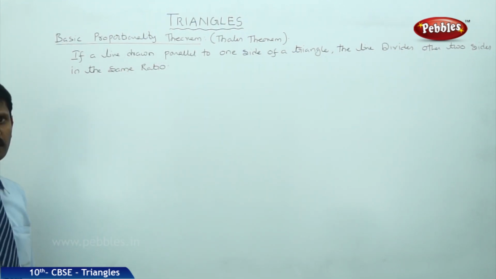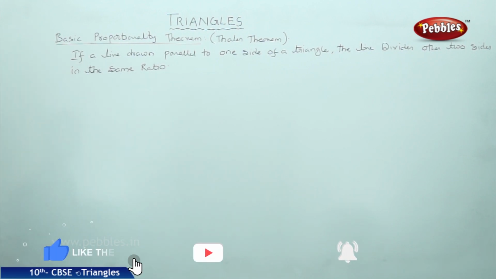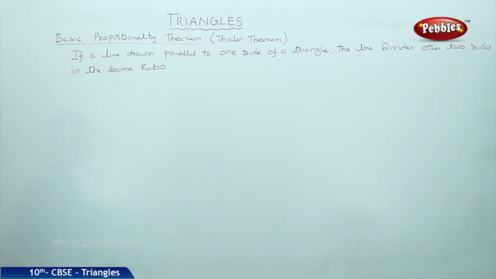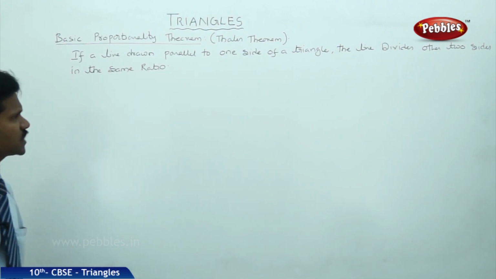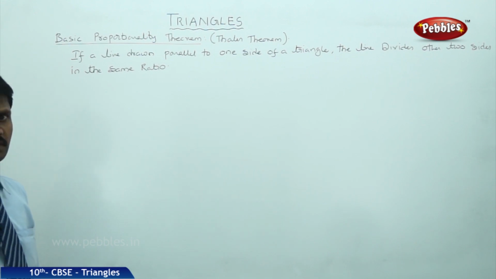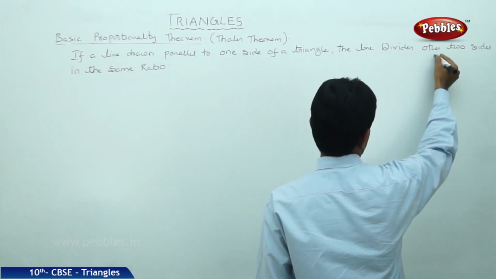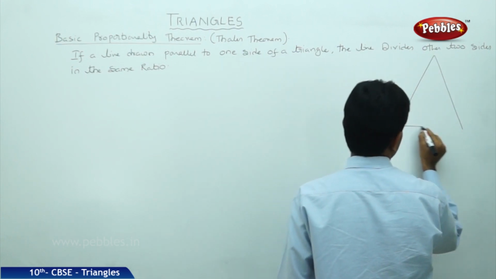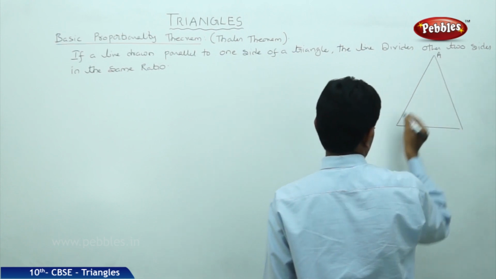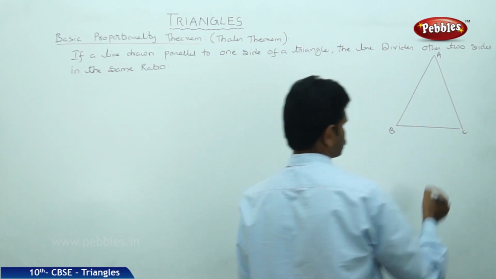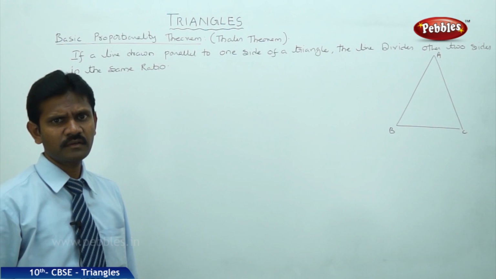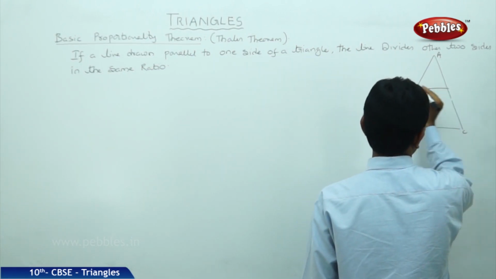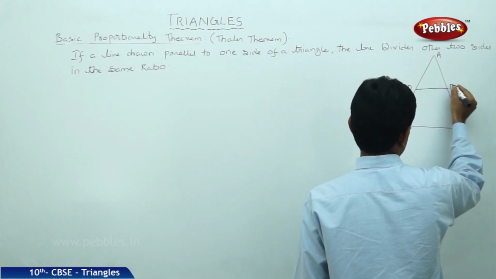This is a statement. That is, if a line is drawn parallel to one side of a triangle, the line divides the other two sides in the same ratio. Let us draw the diagram. ABC is a triangle, and draw a line parallel to BC. The name is DE.